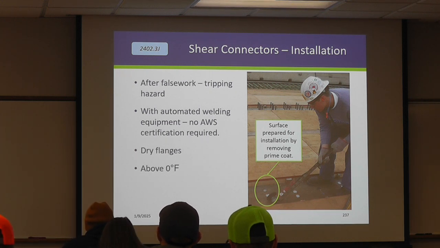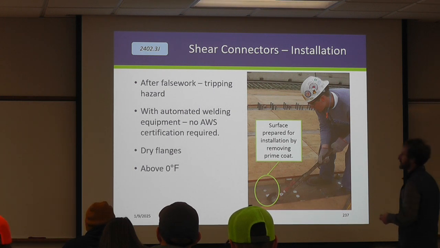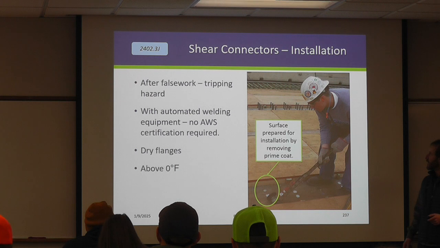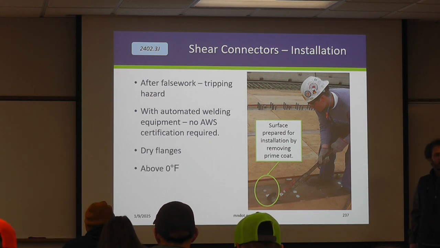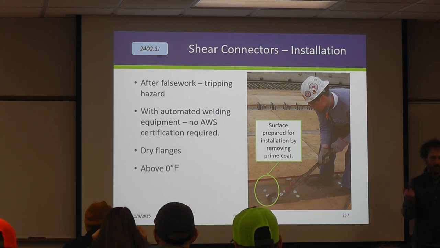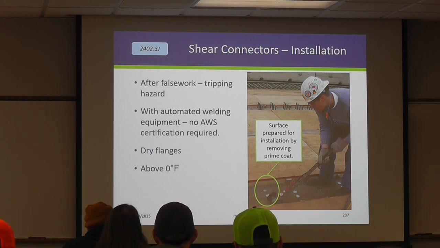They have to be installed on dry flanges and above 0 degrees. Okay, otherwise the weld will not work. It's important that surface prep removes any sort of prime coat that's on there, any mill scale, rust, anything like that. Or again, you're not going to have a good quality weld. I'm going to pass around a Nelson stud with the ferrule around it. Go ahead, make sure you take a look at the little dimple that's on the bottom too.